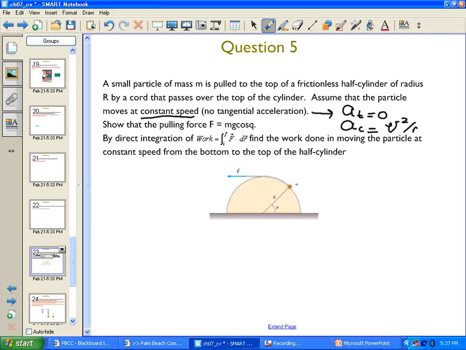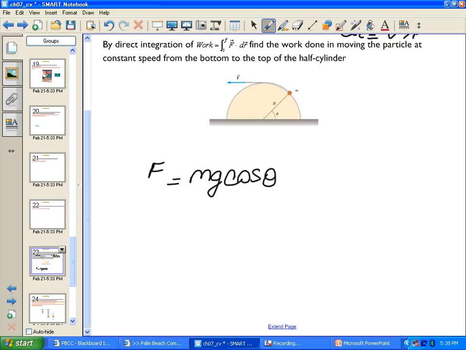We are to show that the pulling force is equal to F equals mg cosine of theta. We are to show that F, the magnitude of, is equal to mg cosine of theta, because this Q is interpreted as a theta by this notebook system.